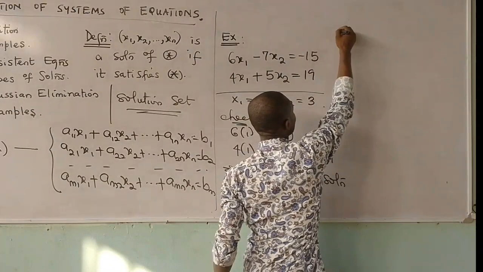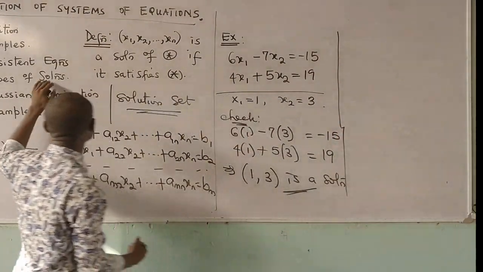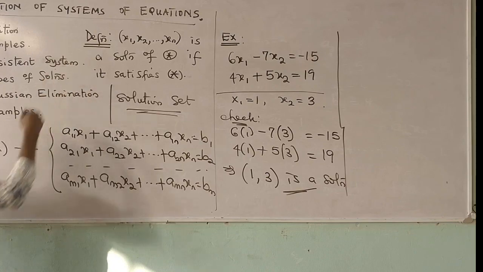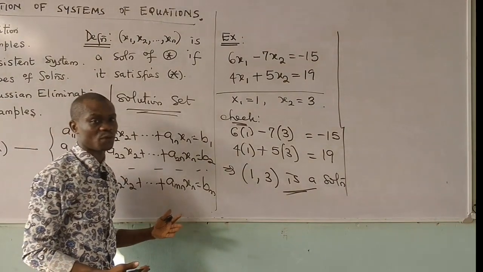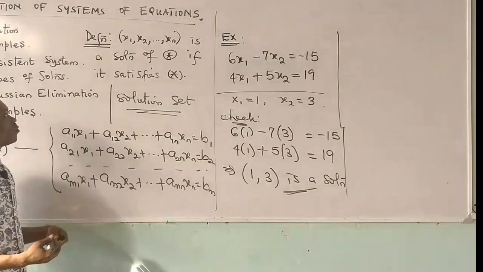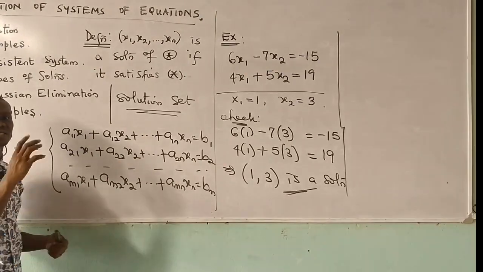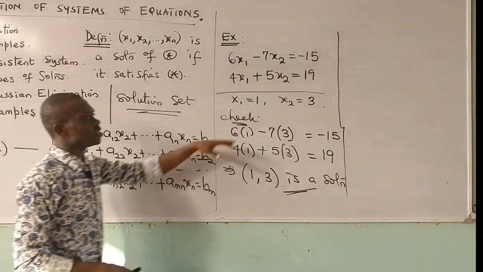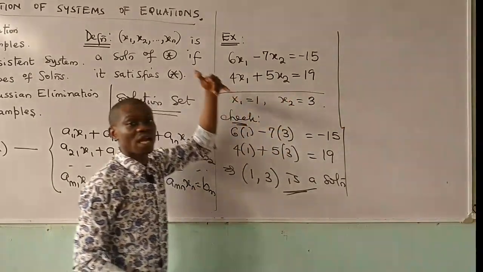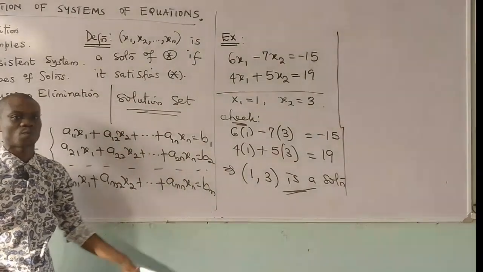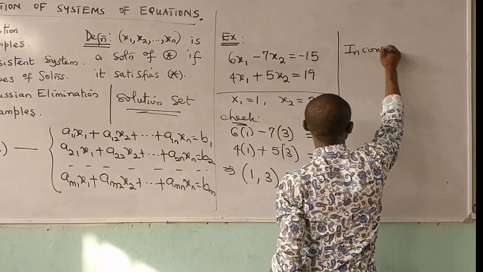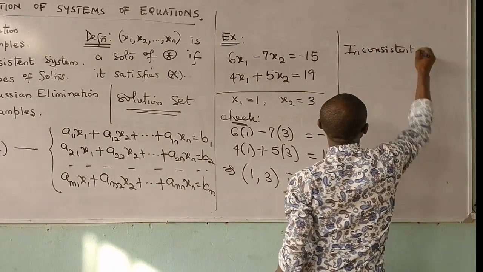Having seen the definition and some examples of solutions, what is a consistent equation? A consistent equation is actually a consistent system of equations, and we also have consistent equation, which I defined in our previous lesson. A consistent system is a system that has a solution. There are systems that don't have solutions, where it is not possible to get values of x1, x2 that will satisfy all the equations present. Such systems are inconsistent.